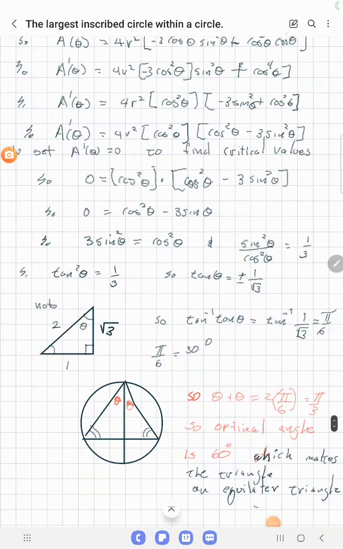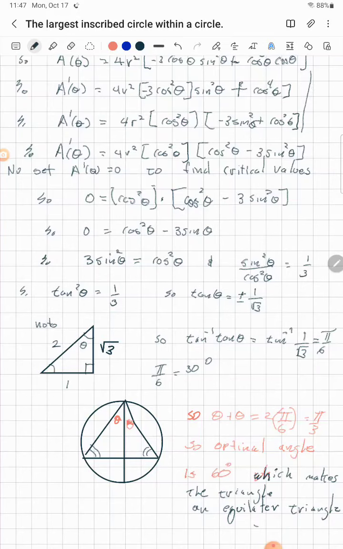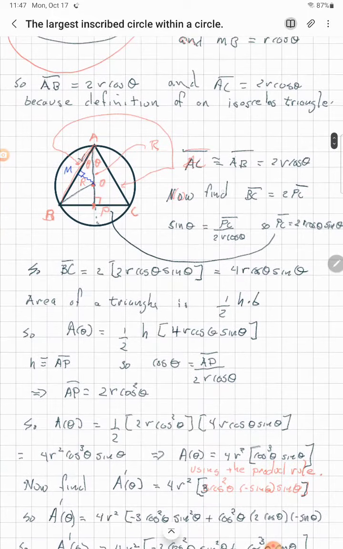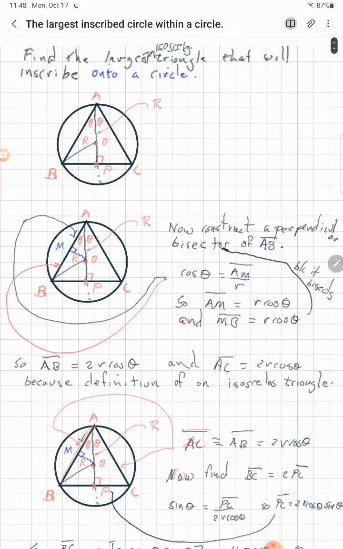I'm just trying to show you how to fit in the largest triangle that you can fit, an isosceles triangle, within a circle. And I'm trying to prove what type of triangle that would be and what size. The interesting thing is that this does not rely on the radius, believe it or not. So let's start here. It says find the largest isosceles triangle that will inscribe onto a circle.